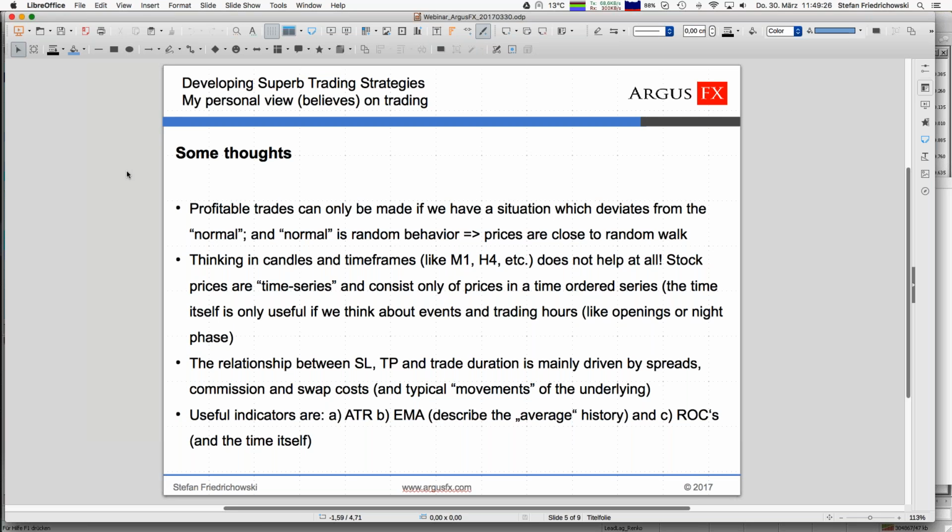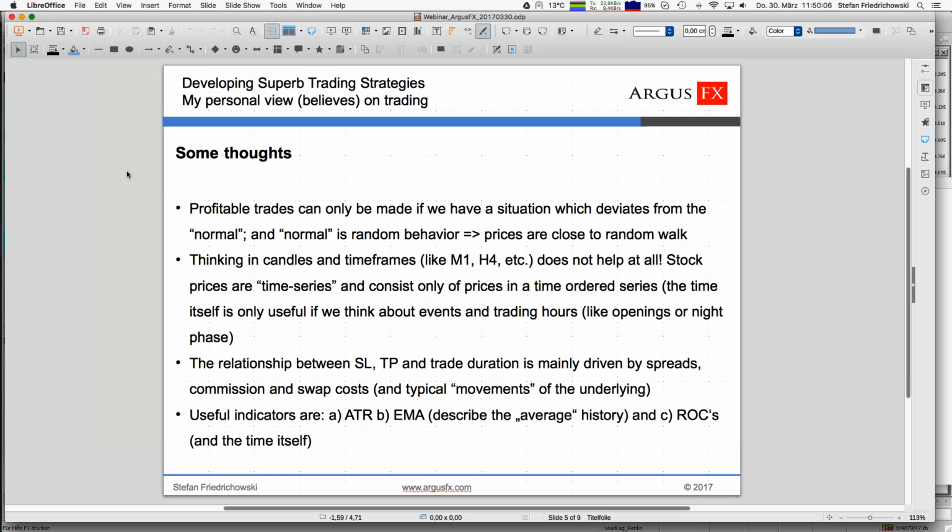Next, I strongly believe that thinking in candles, time frames like M1, H4, whatever, does not help at all. Or if you look at other webinars or reviews where somebody has derived a strategy on D1, and then tells you that you can apply the same strategy to H1 or M5. My personal thinking: nonsense. This will never be profitable.